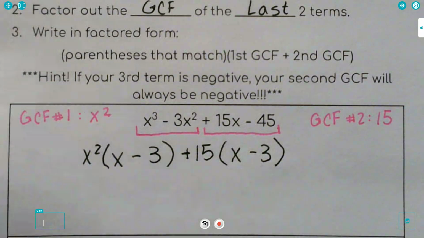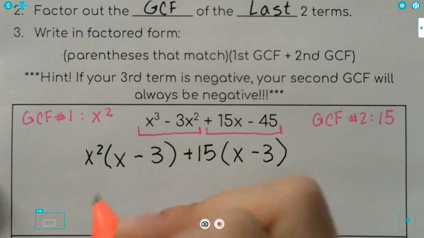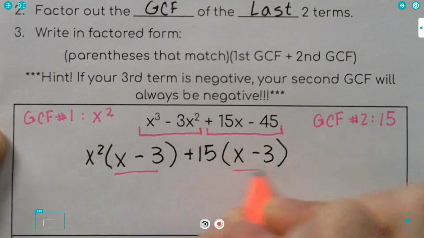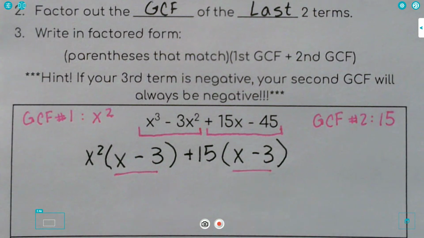Look at your two sets of parentheses. Do you notice anything about them? The things inside the parentheses match. So x minus 3 and x minus 3, those are the exact same thing. If factoring by grouping works and you have done it correctly, that will happen. So you will be left with parentheses that match.